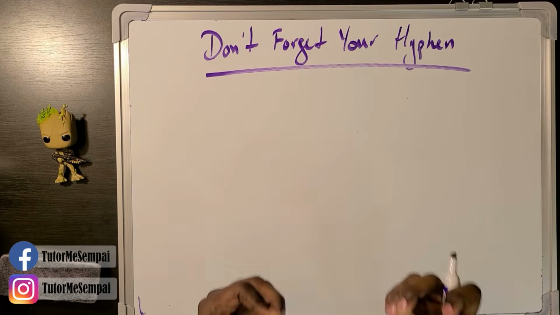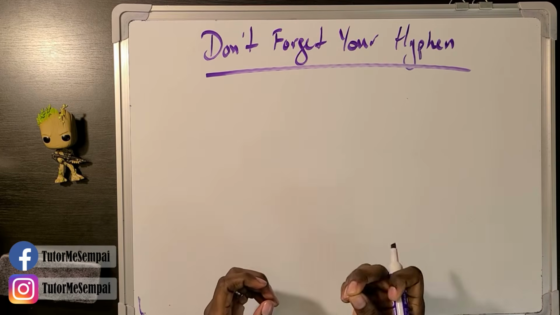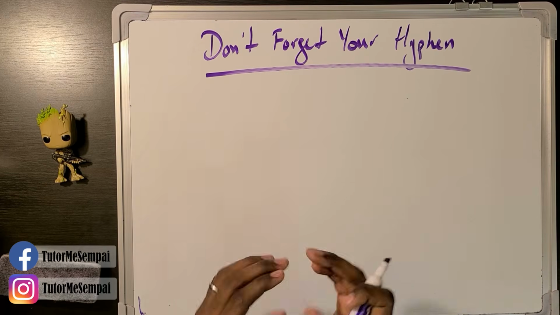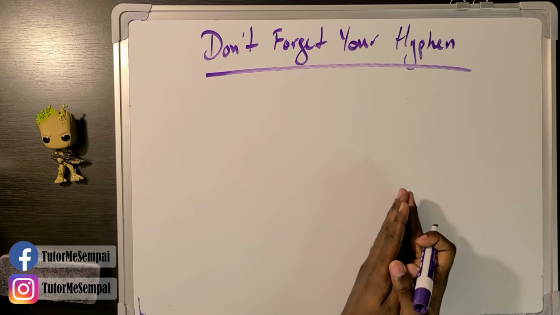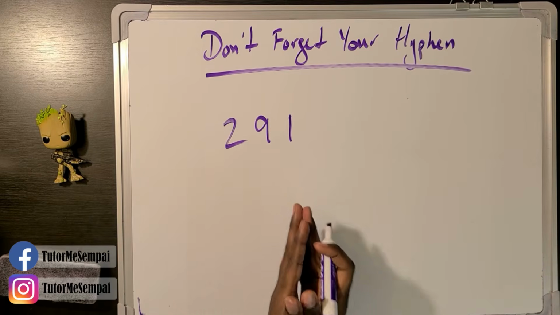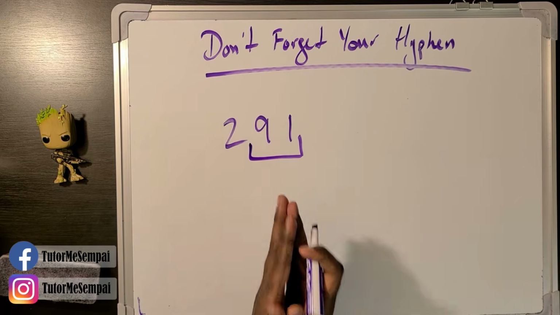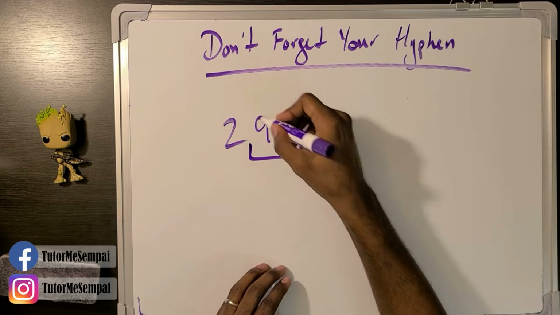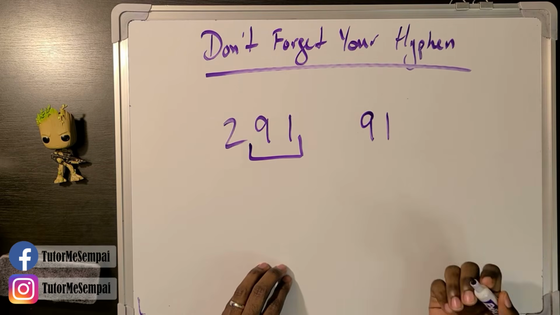So this is going to be really important because you don't want to ever miswrite your number because you forgot your hyphen. Now this hyphen will show up, like I said, whenever you're writing a number between 21 and 99. However, if you have a number like this, it is also going to take a hyphen. That's because the last 2 parts of this number pretty much are going to be the same as if you were writing this by itself.